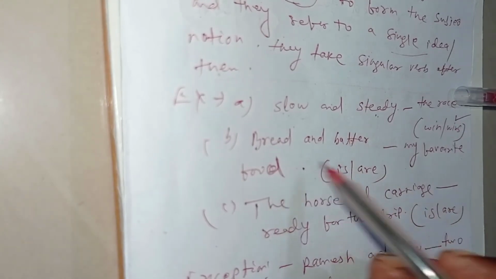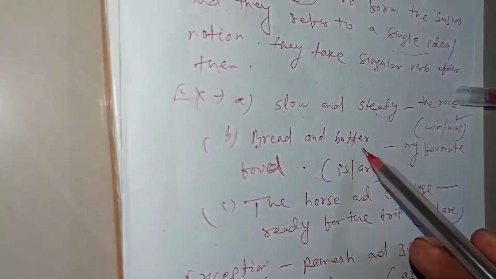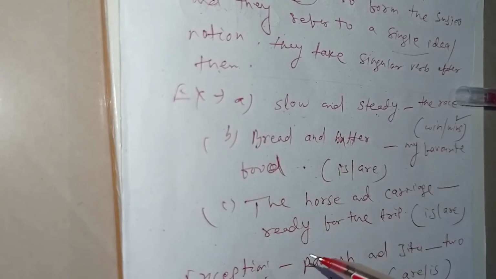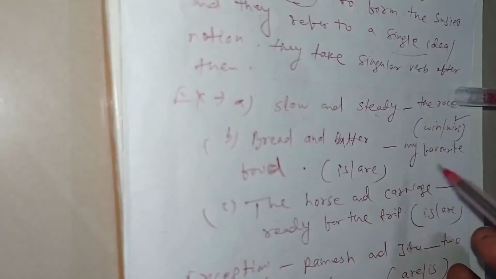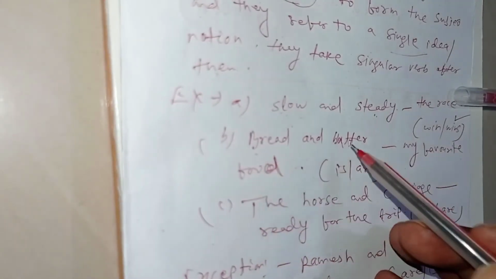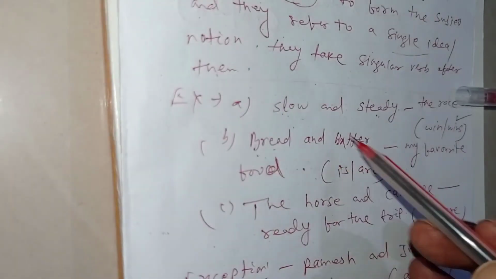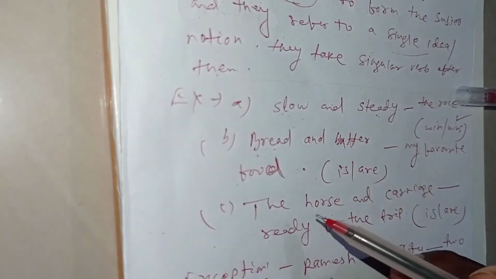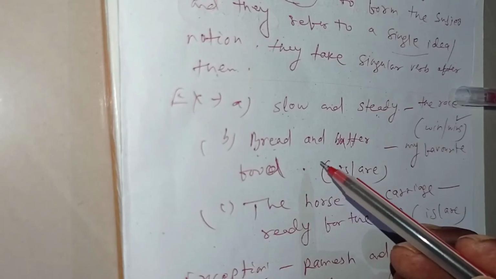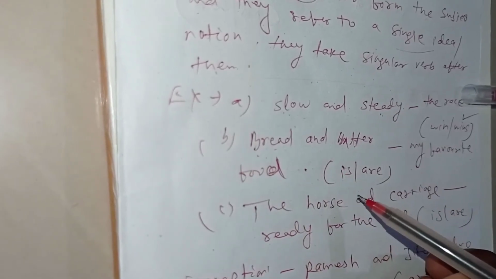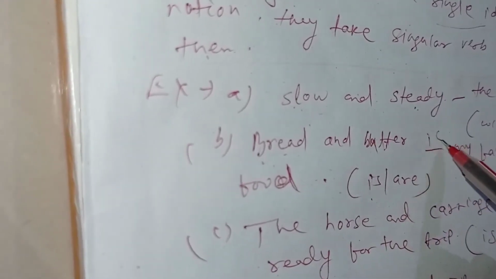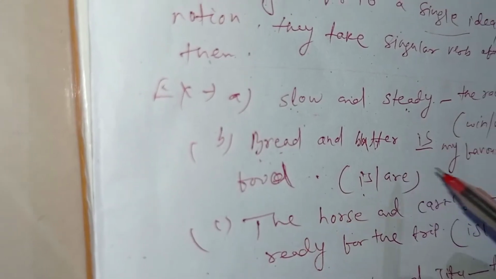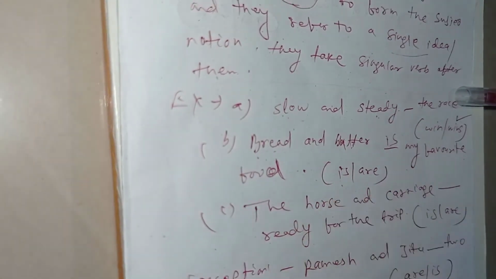Similarly, bread and butter. That's my favorite food. Here, bread and butter, these two foods are eaten together, and they refer to a single idea. That is why you should use is. Bread and butter is my favorite food, not are.